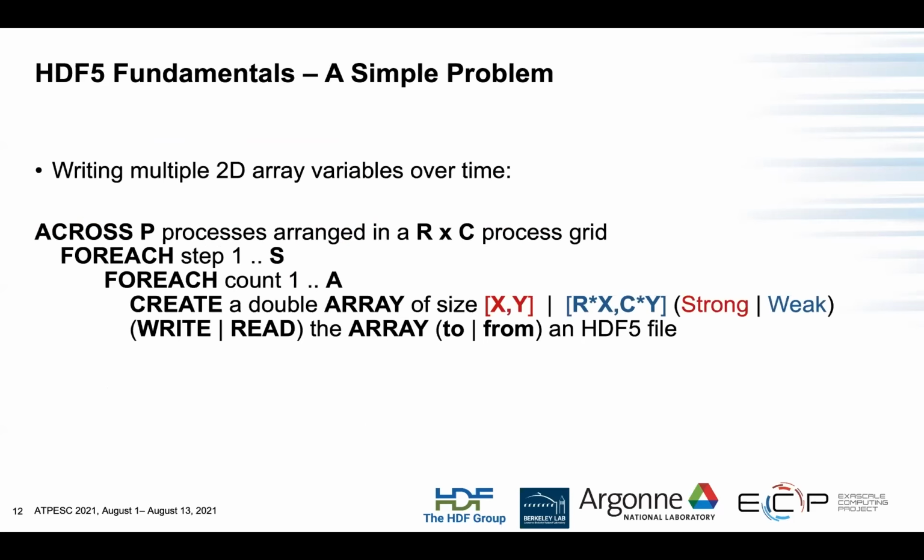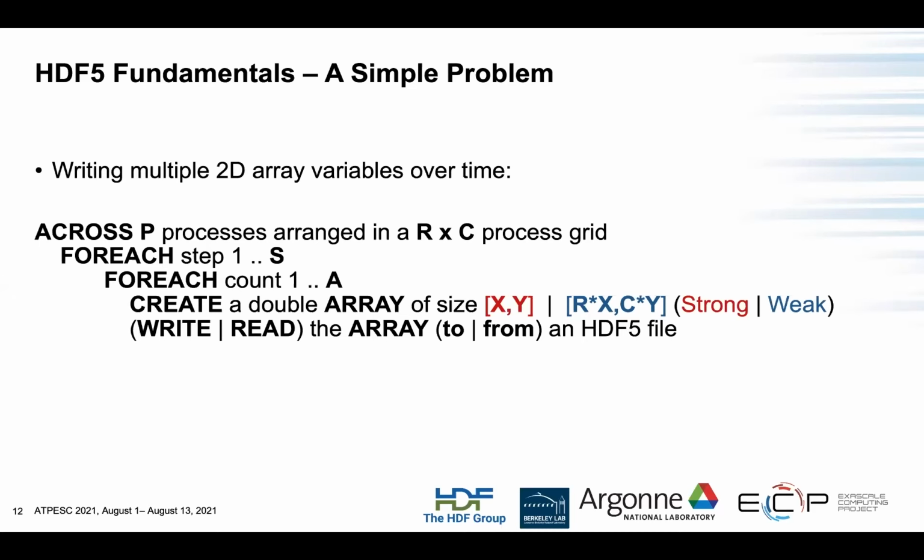So let's start looking at an HDF5 fundamental problem, just a simple problem of writing multiple 2D variables over time. Say you have P processes arranged in a row-column process grid, and you're looping over time steps where the number of time steps is S. And then you're writing a number of arrays, A, and you're creating a double array of size X by Y, depending on whether you're doing strong or weak scaling. And during that time step, you're just writing or reading the array to or from an HDF5 file.